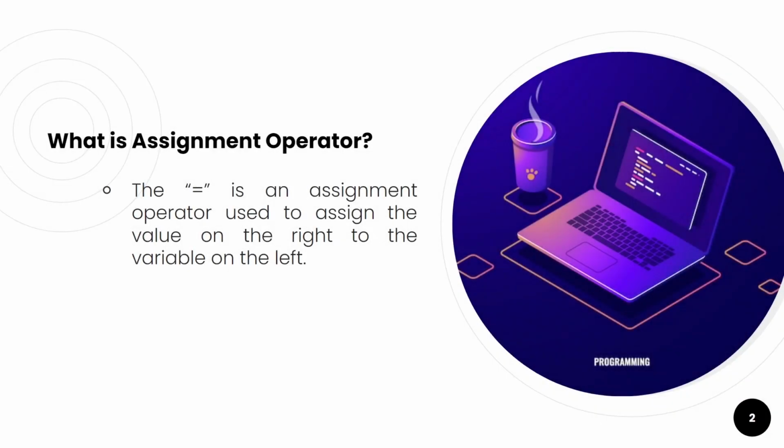First, let us understand what is assignment operator. The equal to operator, which is nothing but a single equal to, is an assignment operator used to assign values on the right side to the variable on the left. So what this means, when I am declaring a data type variable, for example integer my num, I assign the value 5 to it by providing this equal to operator. So let us understand what this means in coding.